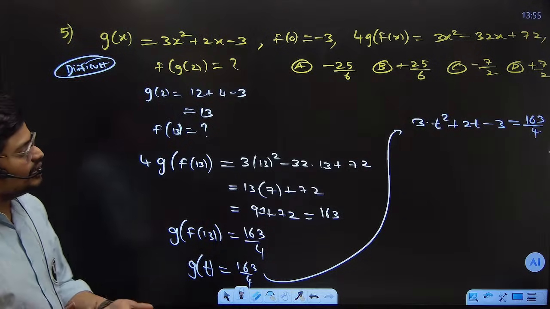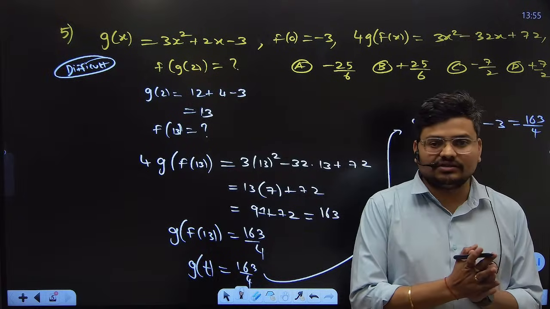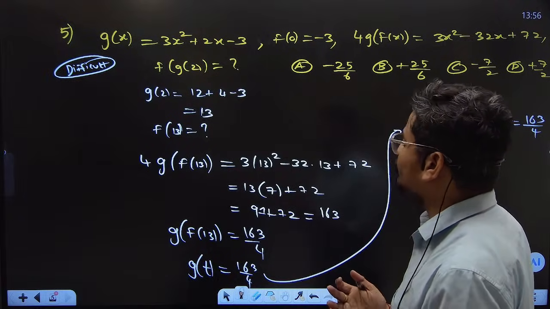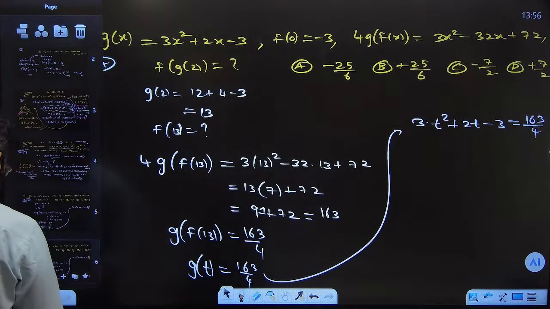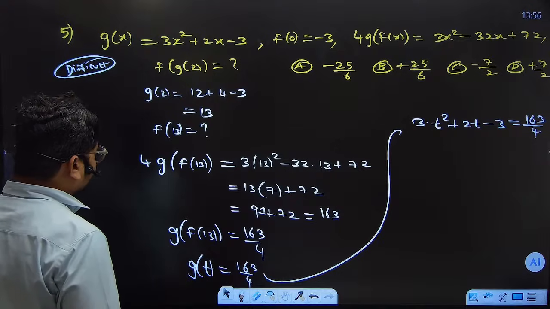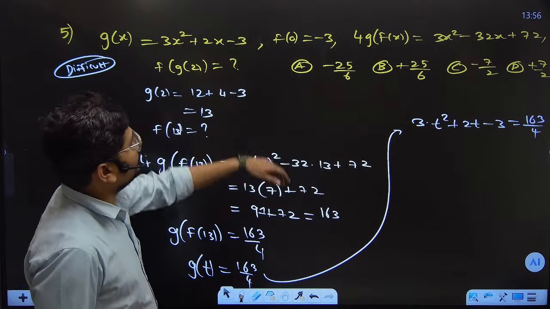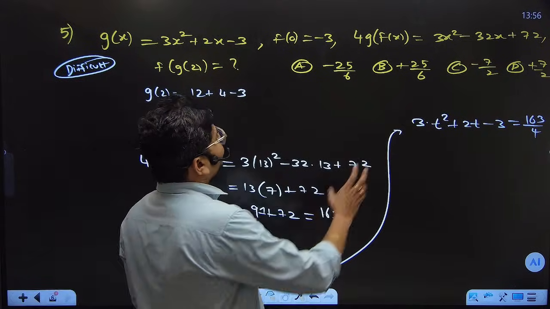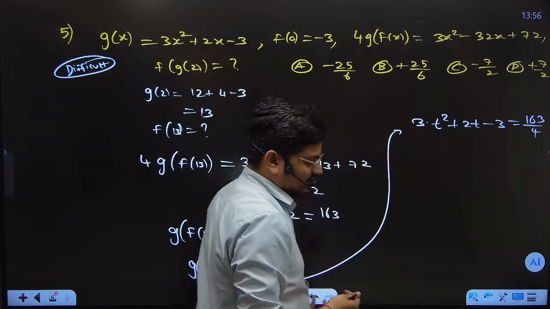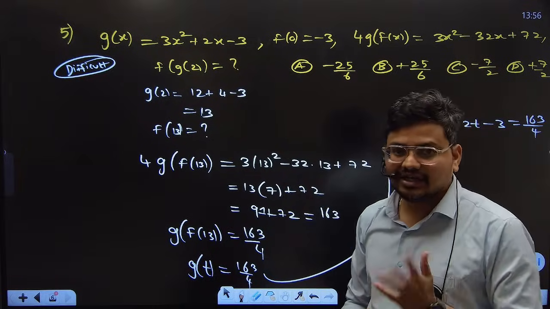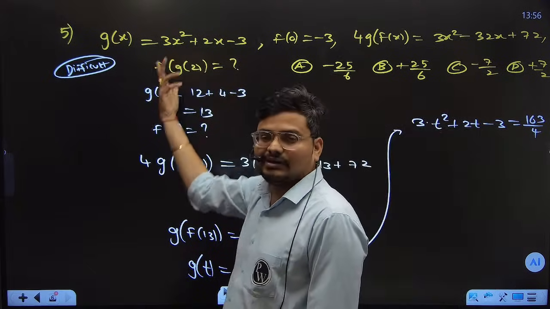So you can find the roots of this equation, and that is going to be t. Or the other thing is you have to figure out what the f function is. What can be the degree of f of x here? If f of x is linear, then g of linear is definitely going to be quadratic. If f of x is quadratic, then g of quadratic will give you biquadratic.